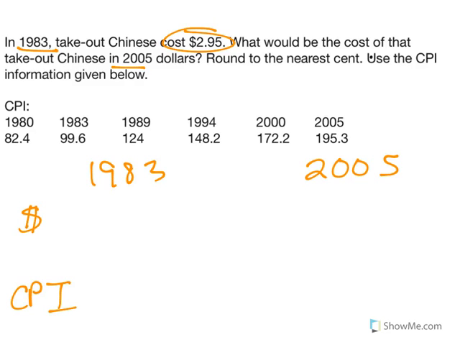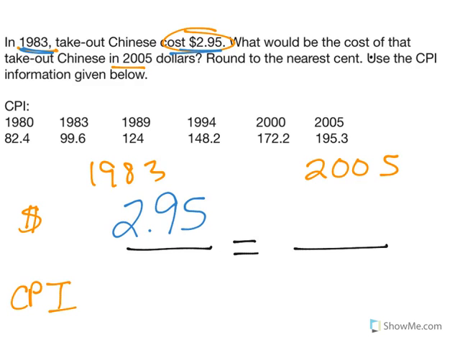So I have just given you labels for your proportion. My right ratio will be 2005, my left ratio will be 1983. The numbers across the numerators will be dollars, and the numbers in the bottom will come from my CPI table. So if we start this, you see that in 1983 it cost $2.95. So $2.95 goes here. What's the CPI in 1983? Well, there you go. So 99.6.